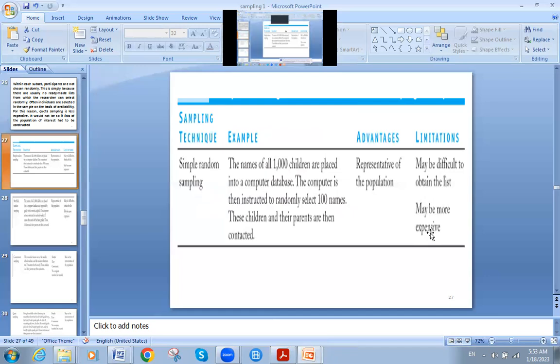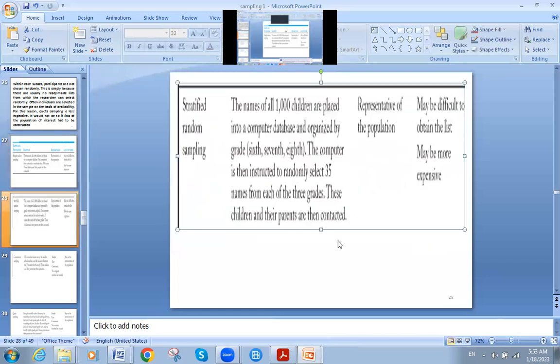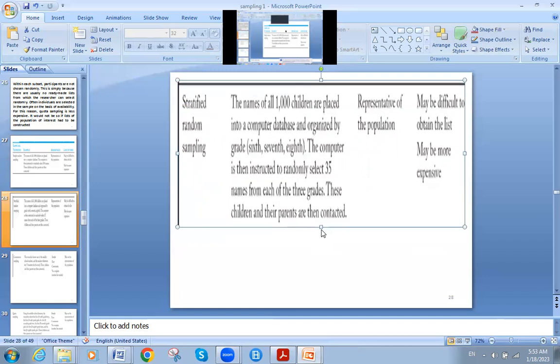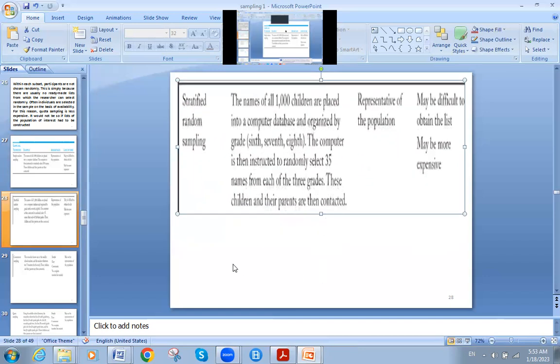So those are the two things that make simple random sampling difficult, because it's very hard to get the names, the whole list of the population.